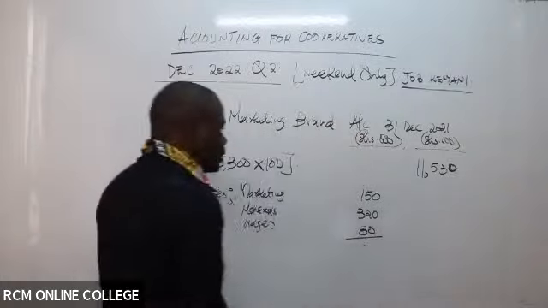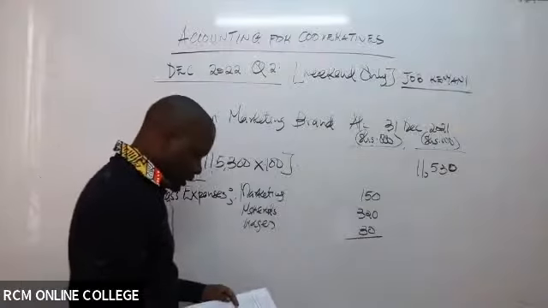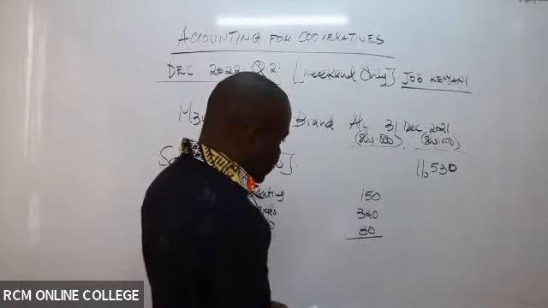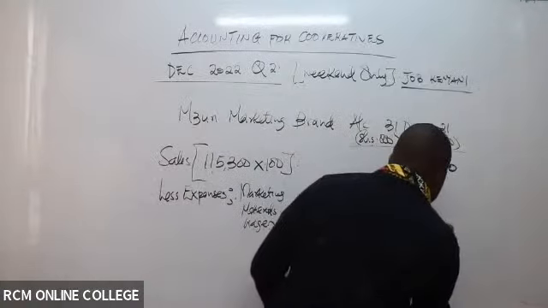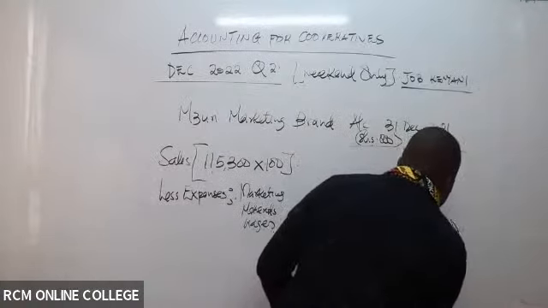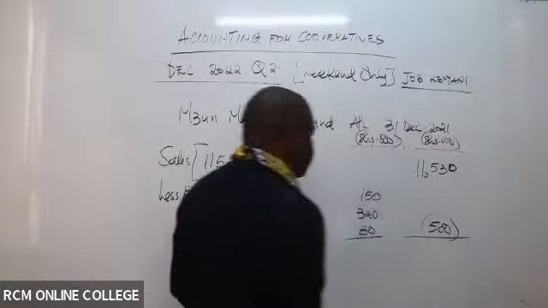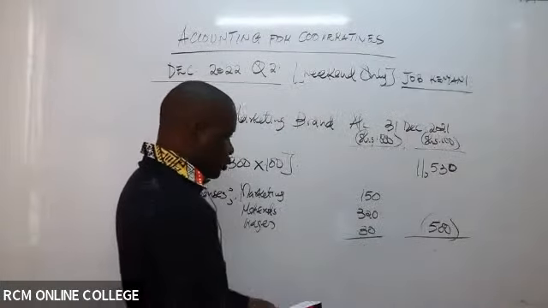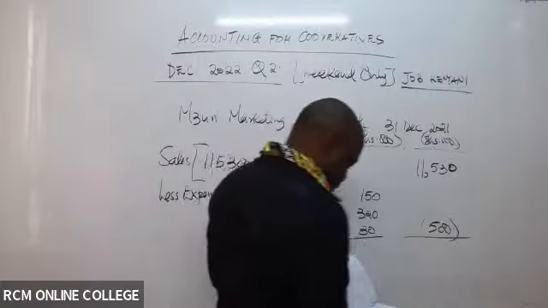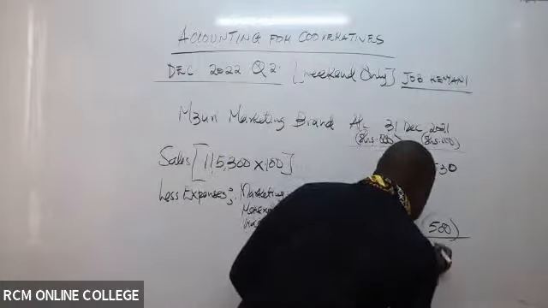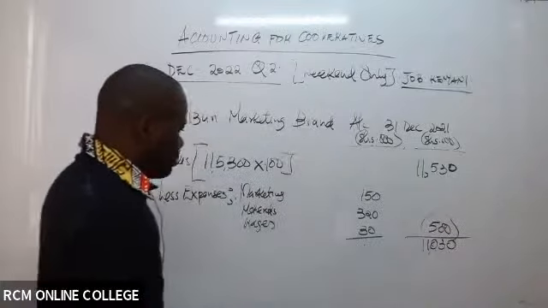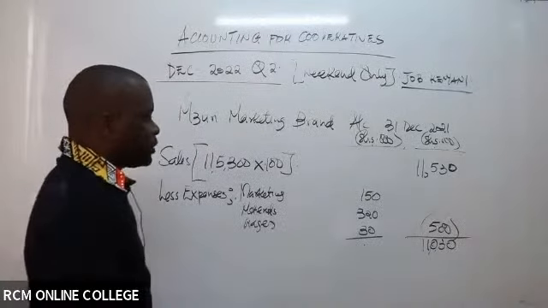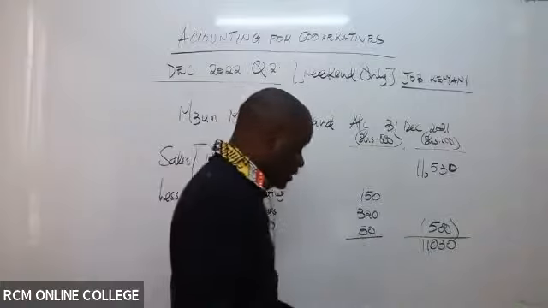So the total there you are getting how much? Is it 500 or something? So the total is actually 500. Then the difference, I think you'll be able to get 11,030. Should be 11,030 or something.